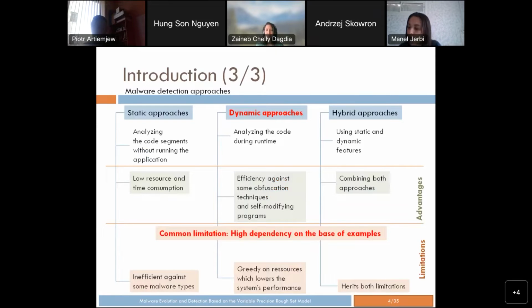These facts led to a call for efficient techniques to deal with these malware programs. Several approaches were proposed in the literature, and they can be categorized into three main heads: static approaches, dynamic approaches, and hybrid approaches. Static approaches are the most common ones used by antiviruses. They analyze the code without running it, and that's what makes them easily bypassed by obfuscation techniques.